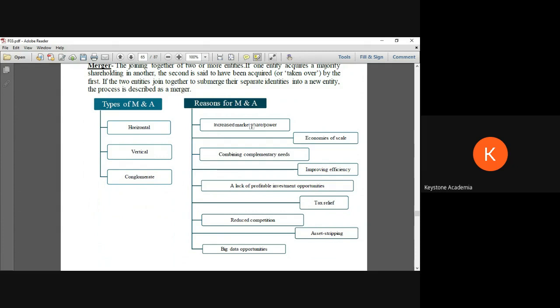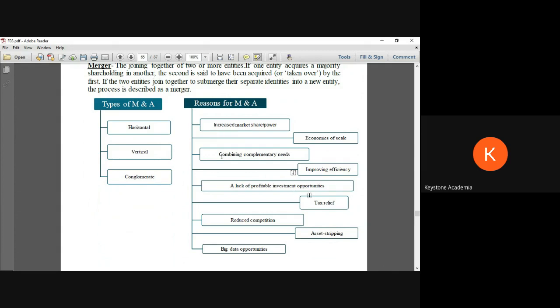It will increase the market share. If you go for horizontal, it will increase more actually. It can give us economies of scale when it is related. It will give us more complementary needs, again more relevant when it is horizontal. It will improve efficiency of work. You'll get good talented people. A lack of profitable investment opportunities: you might get more opportunities now. Tax relief can happen.